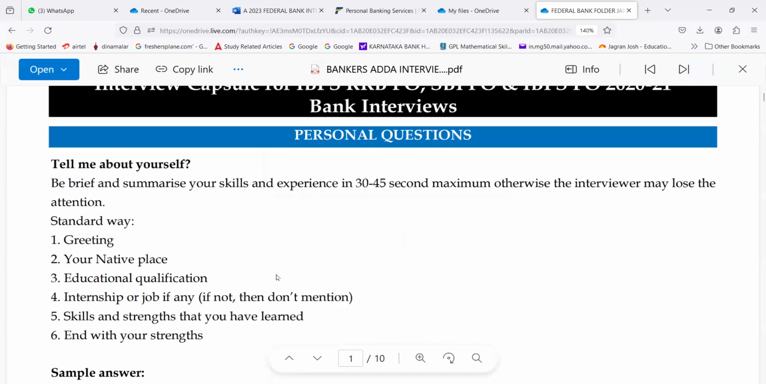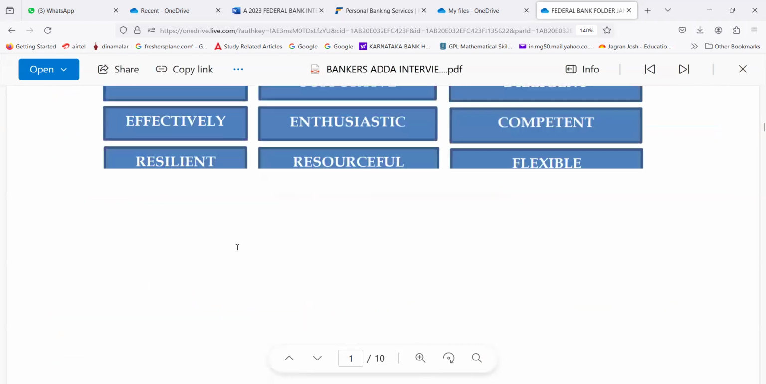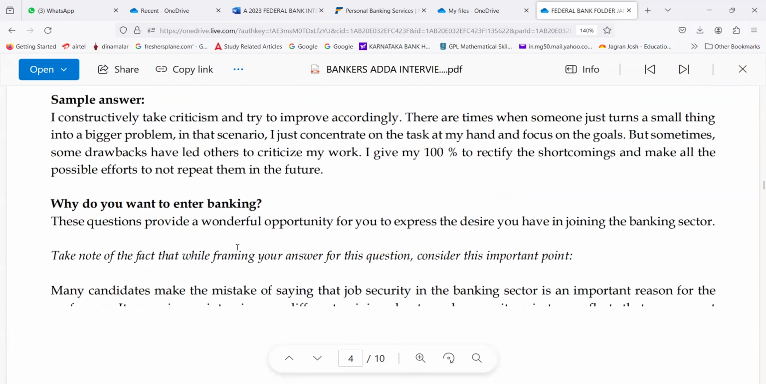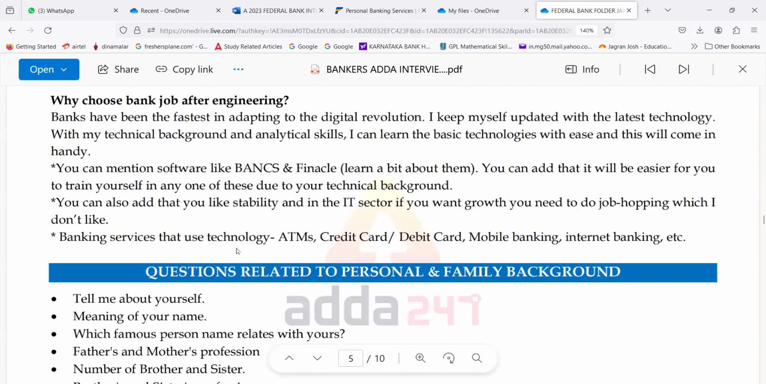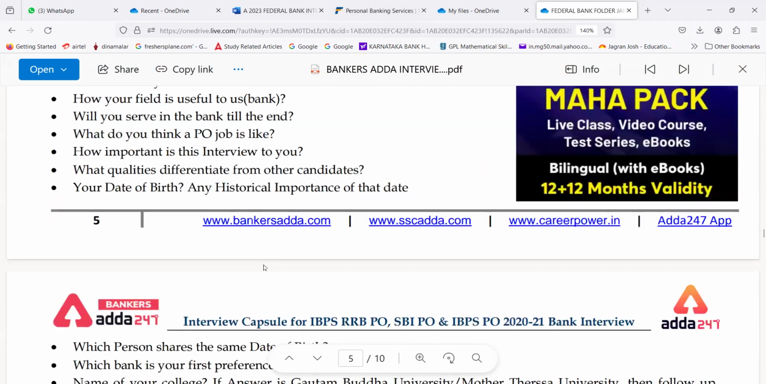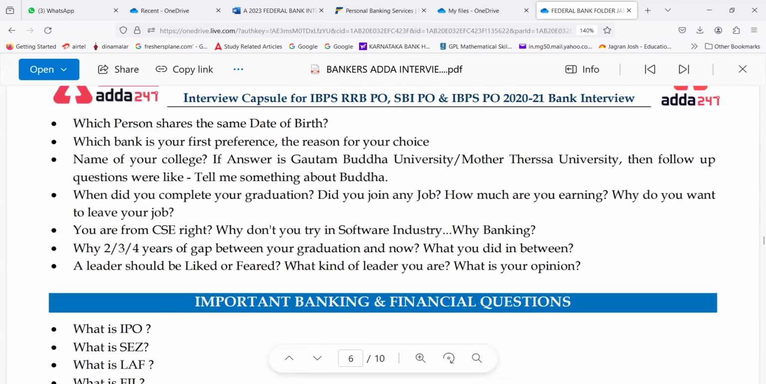In this book, initially, they will tell you how you can introduce yourself, like telling your name, your native place, educational qualification, then internship or practical experience, your skills and strengths. This is how you have to present yourself. I request you to go through it at home leisurely. Here you have personality related questions, like: are you a team player? What is your ambition? Who is your brother? What is he doing? Like that.